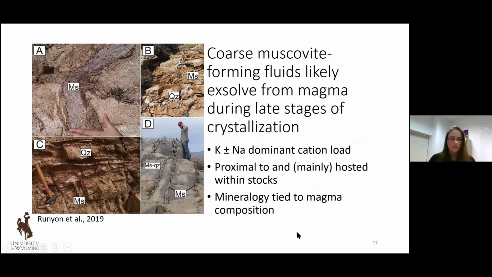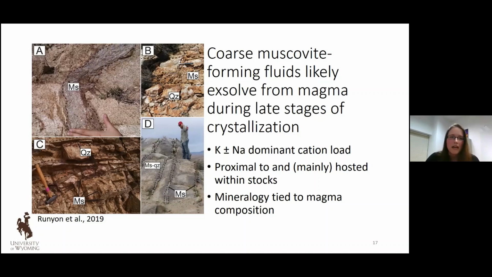And so with all of the observations we're able to make across a wide variety of different porphyries, our current interpretation, or at least my current interpretation, I won't drag my co-authors into this, is that coarse muscovite forming fluids are likely magmatic hydrothermal. And I believe that they are likely exsolving off of these magmas late in the crystallization.